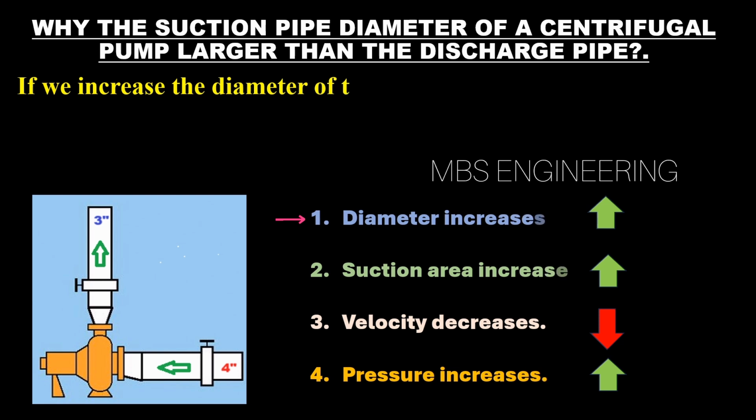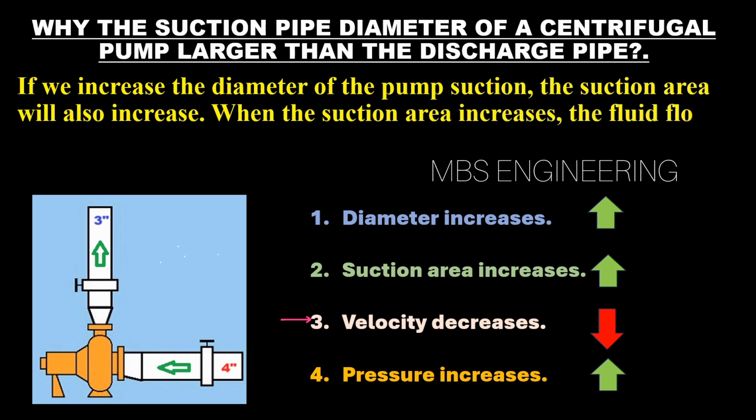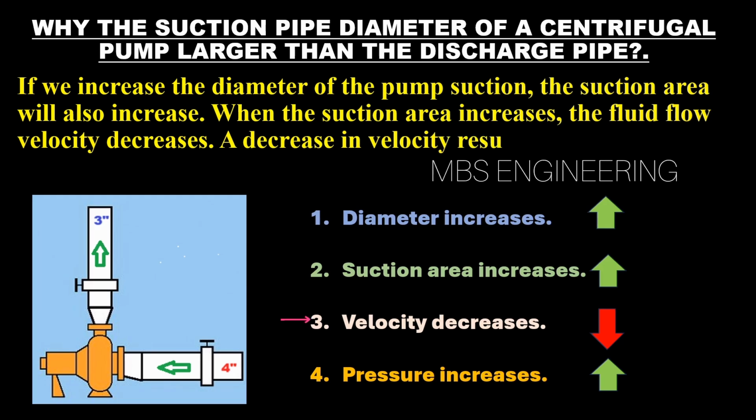If we increase the diameter of the pump suction, the suction area will also increase. When the suction area increases, the fluid flow velocity decreases. A decrease in velocity results in an increase in pressure.